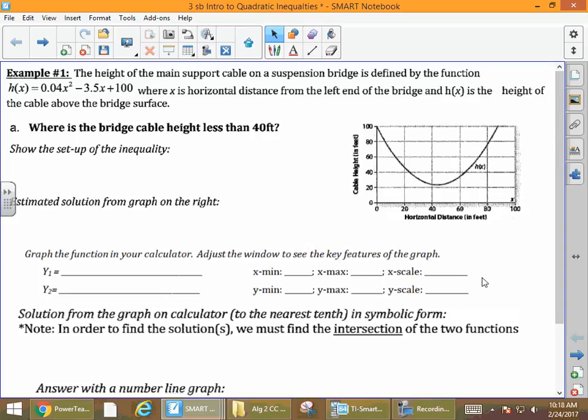Going to introduce today and really continue on with our study of quadratics and quadratic inequalities. And the first question will look somewhat familiar.